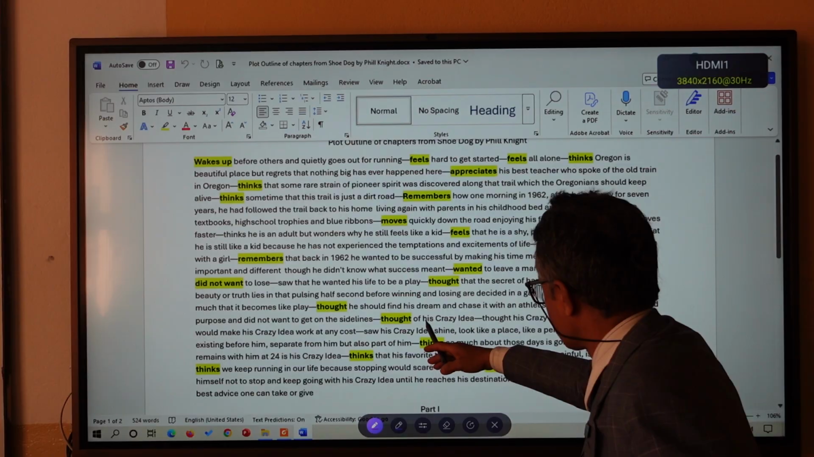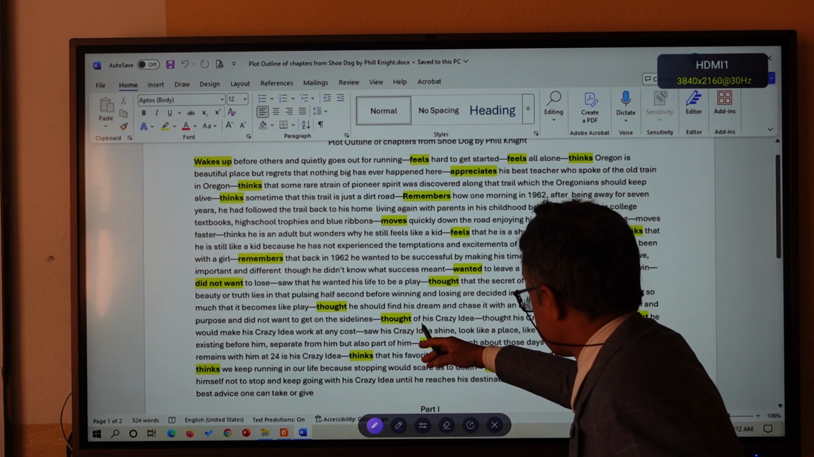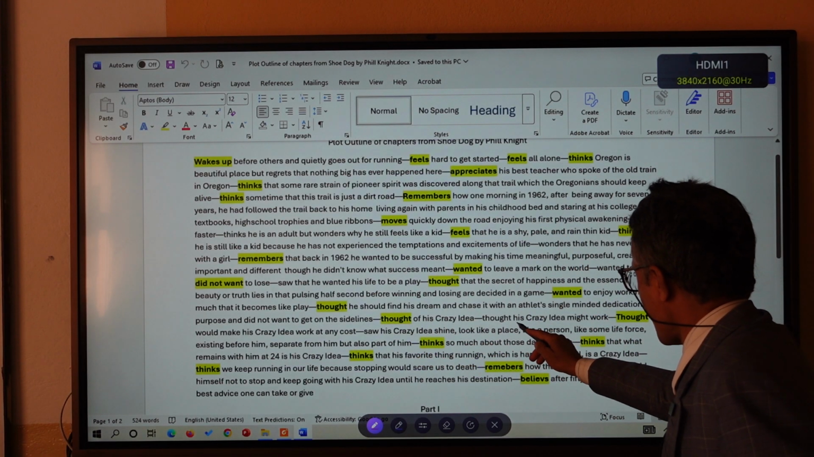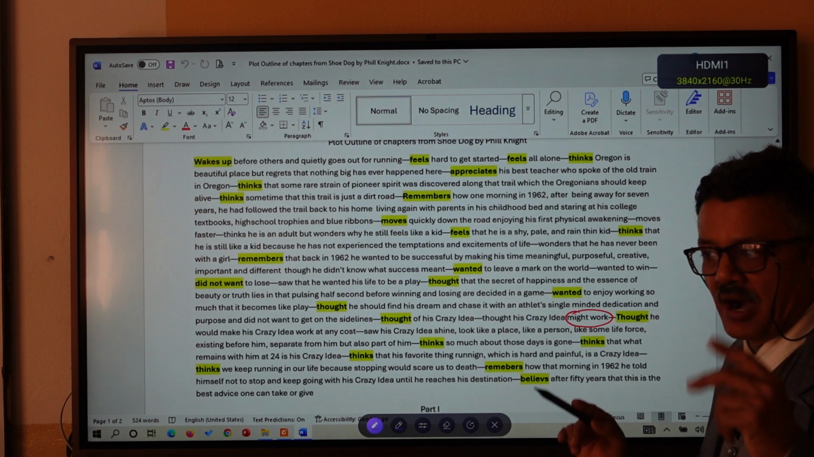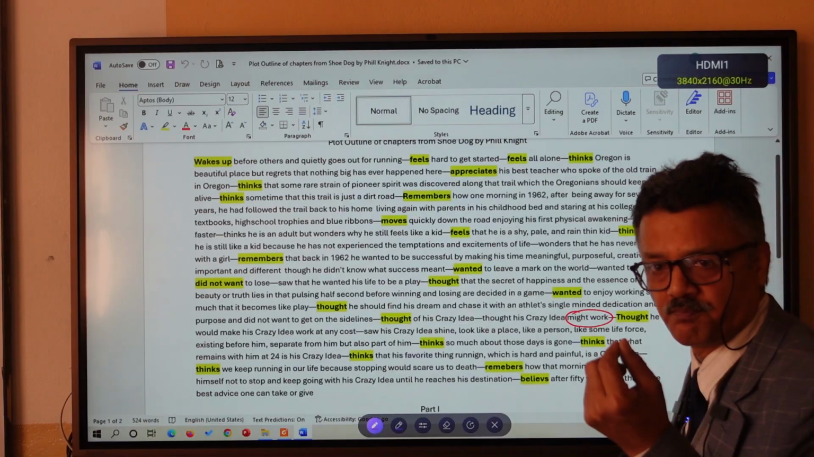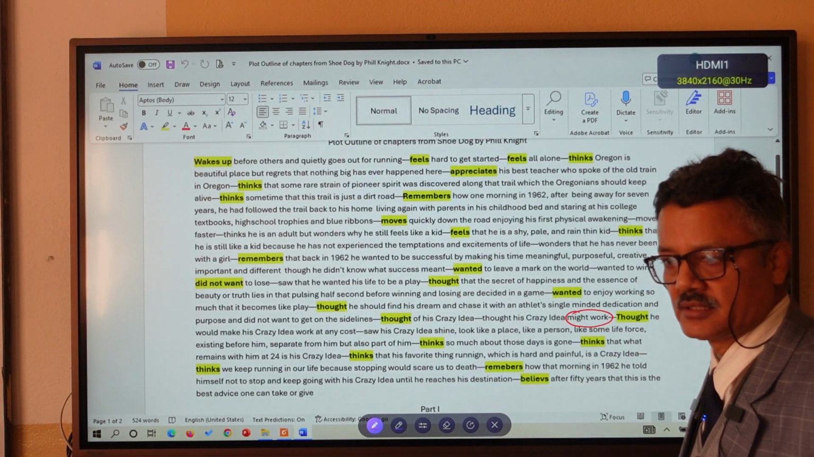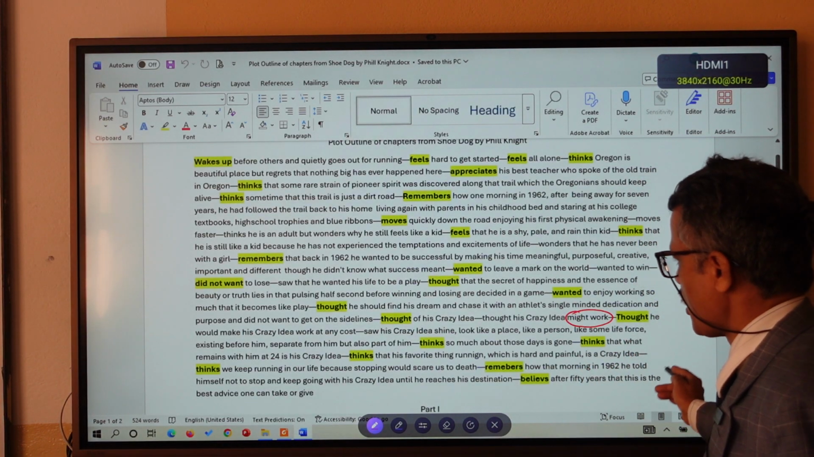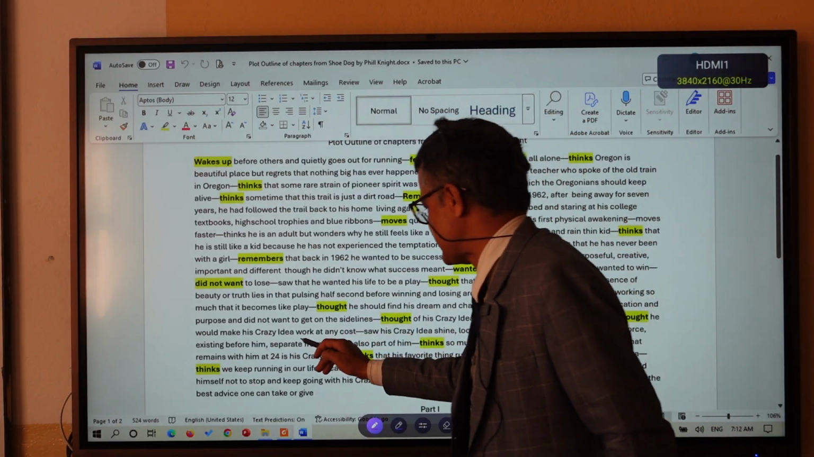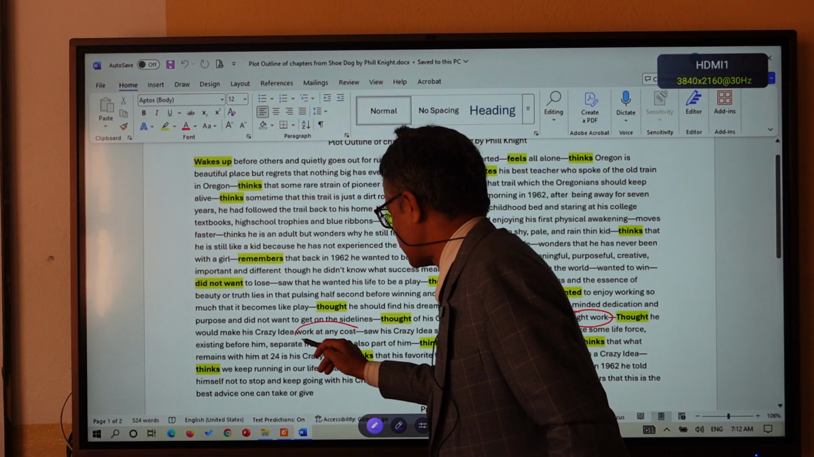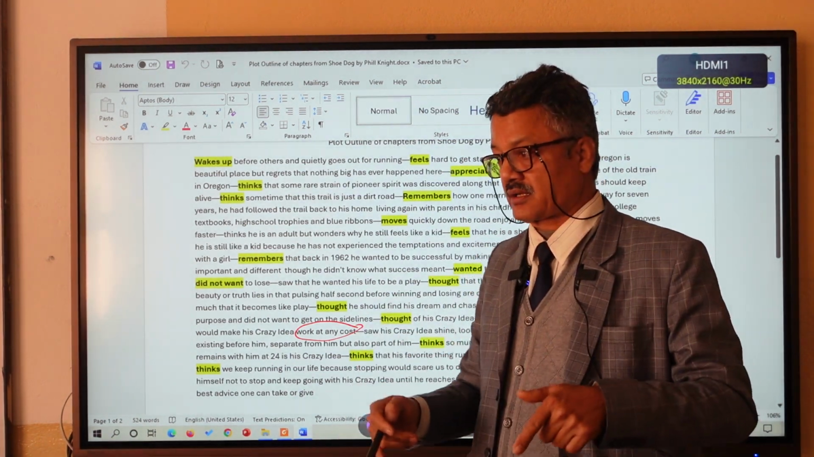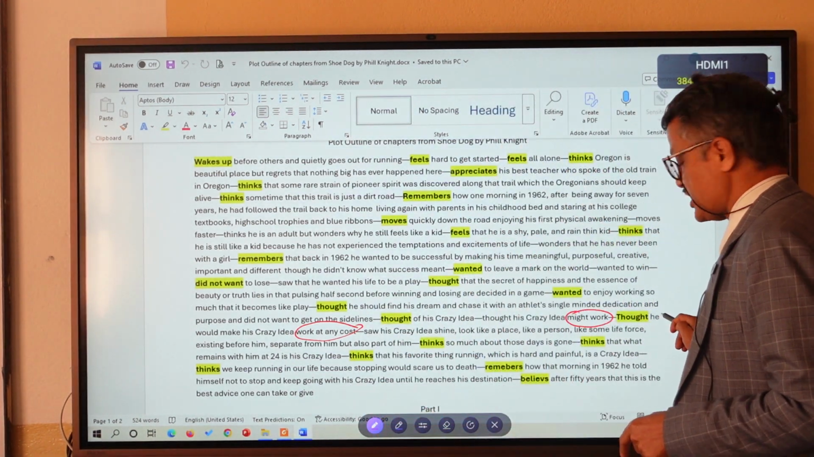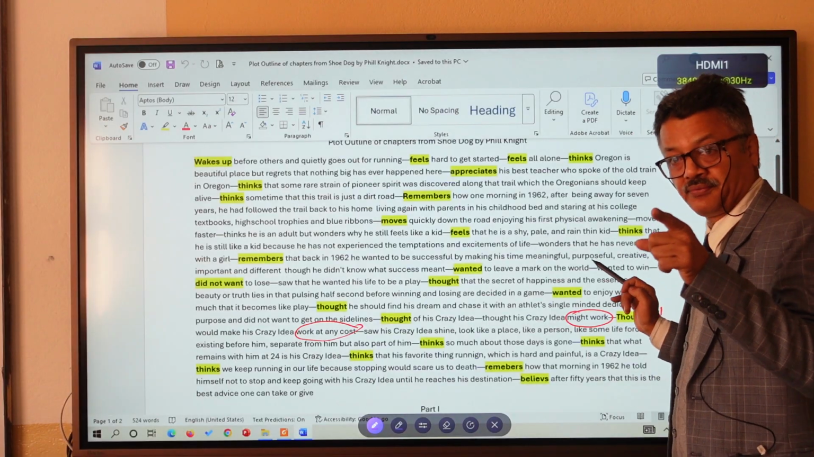This is where he thinks about his crazy idea. And look what he says. Thought his crazy idea might work. See the dilemma. Might means probability, right? Might work. Thought he would make his crazy idea work at any cost. He says, why might? No, it will work, he says. It will work. I'll make it work. Look, at this point in the story, he is 24.